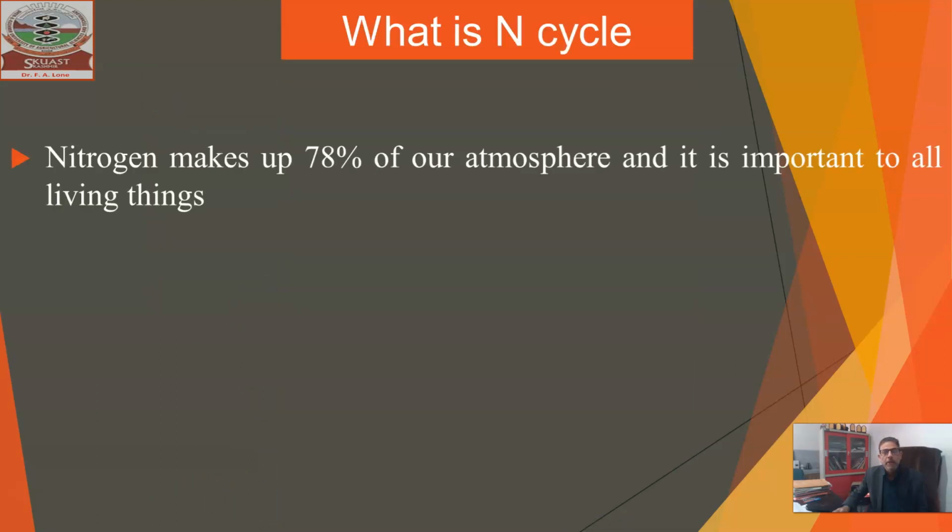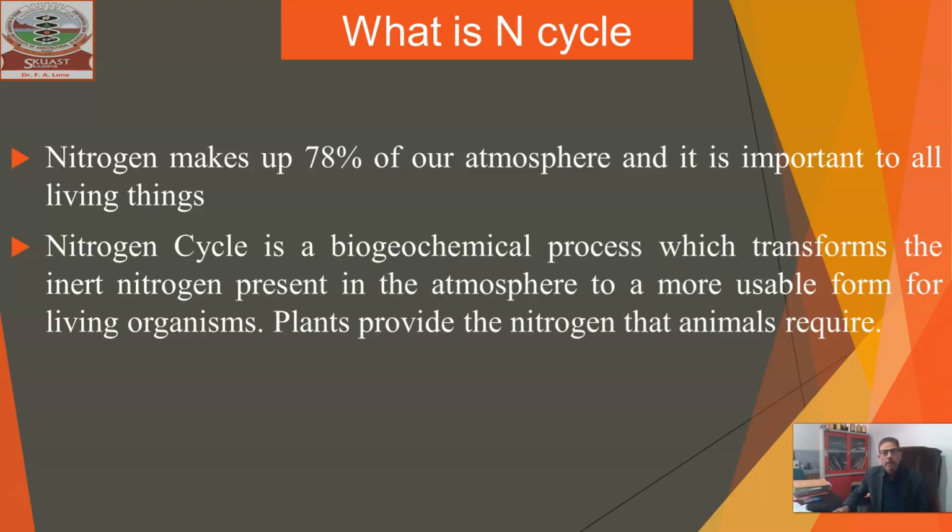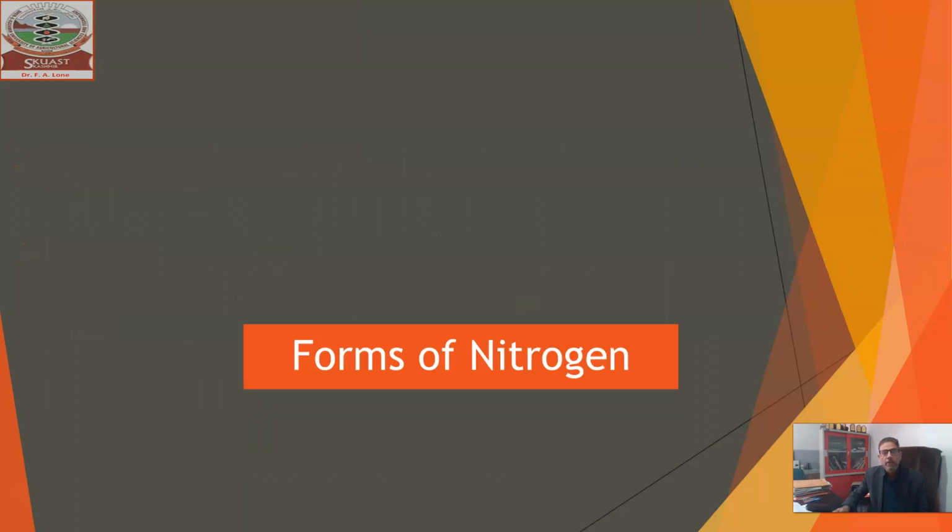As far as the nitrogen cycle is concerned, nitrogen, as we know, makes up almost 78% of our atmosphere and it's important to all living things. Nitrogen cycle is a biogeochemical process which transforms the inert nitrogen present in the atmosphere to a more usable form for living organisms. Plants provide the nitrogen that animals require.